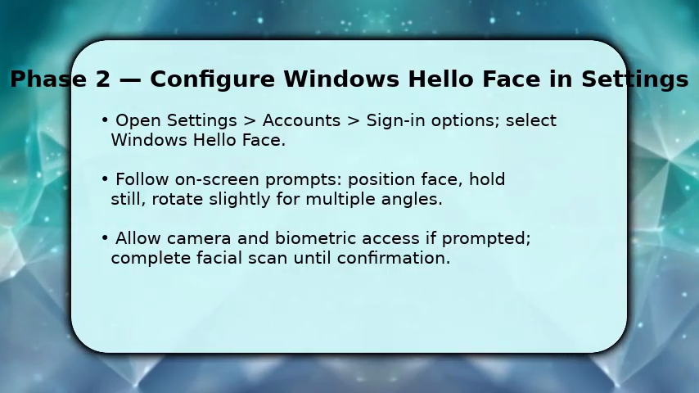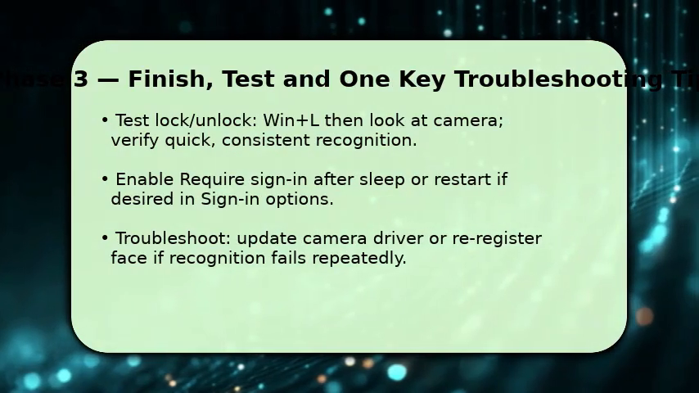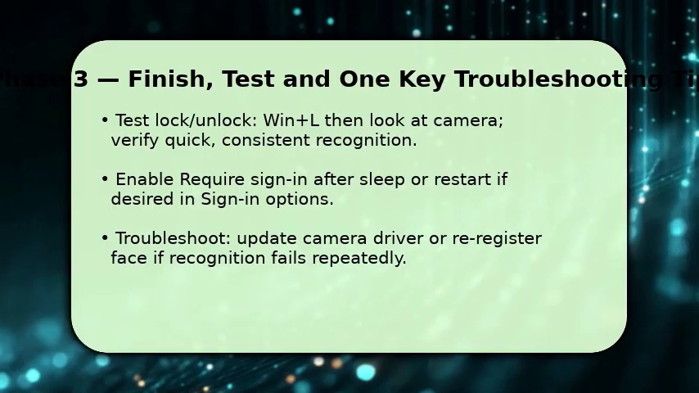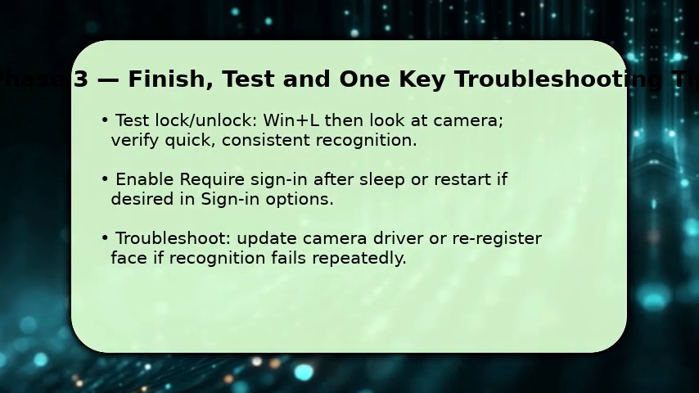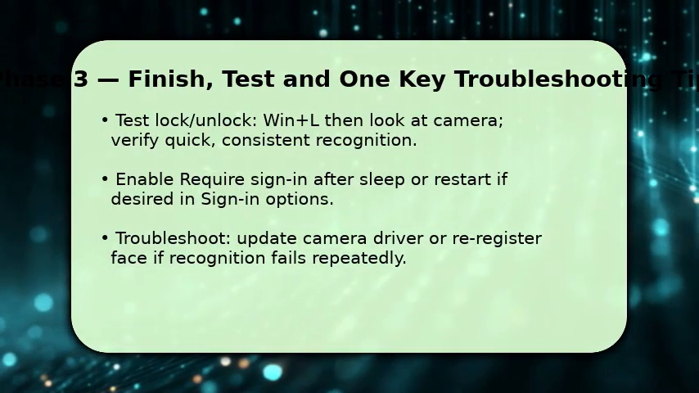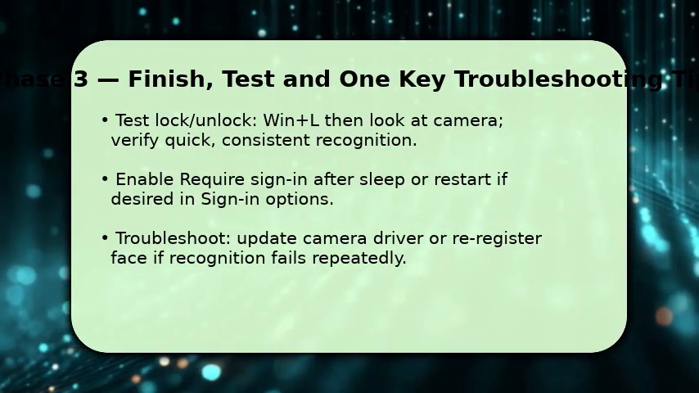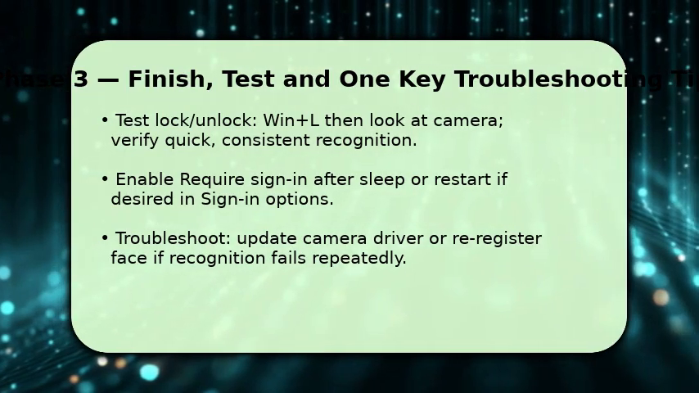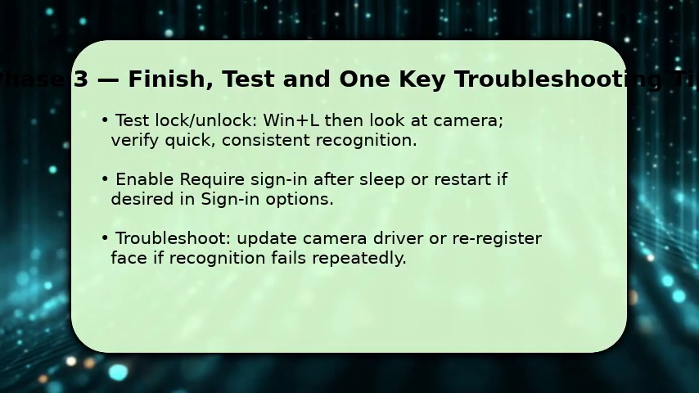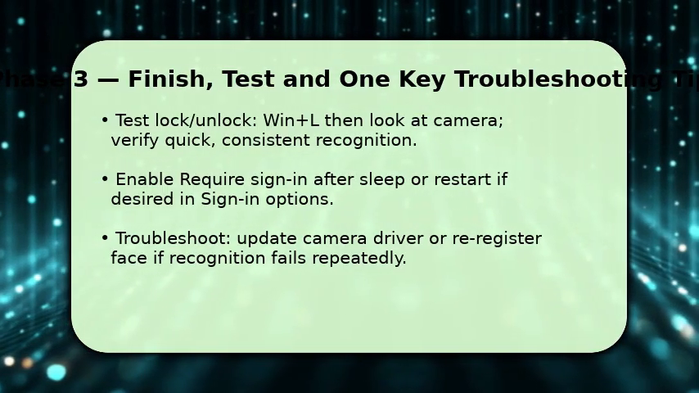Lock the PC with Win+L and look at the camera to test that Windows Hello unlocks you quickly. If you want added security, set Require Sign-in after sleep or Restart in Sign-in options. Make sure lighting and camera angle are consistent for best performance. If recognition fails repeatedly, update the camera driver via Device Manager, then re-register your face. Redoing the enrollment fixes poor captures. This troubleshooting tip clears common issues and gets you back.